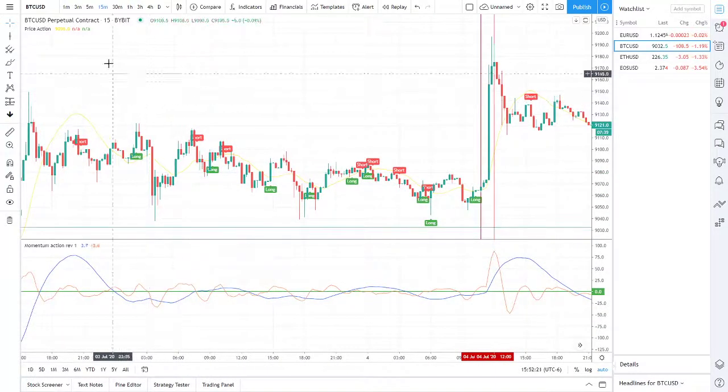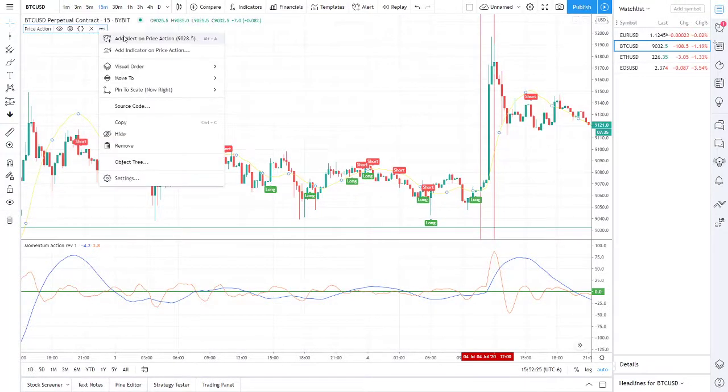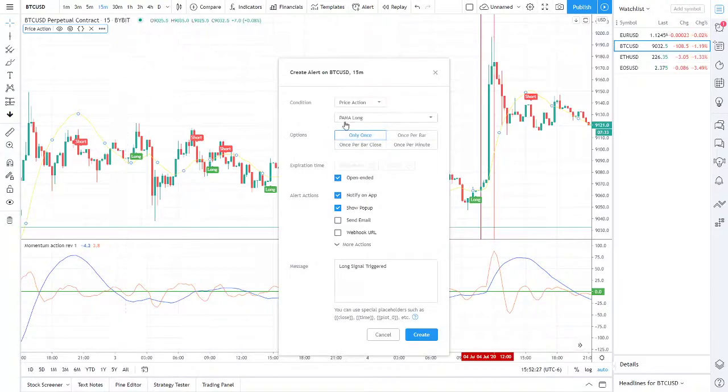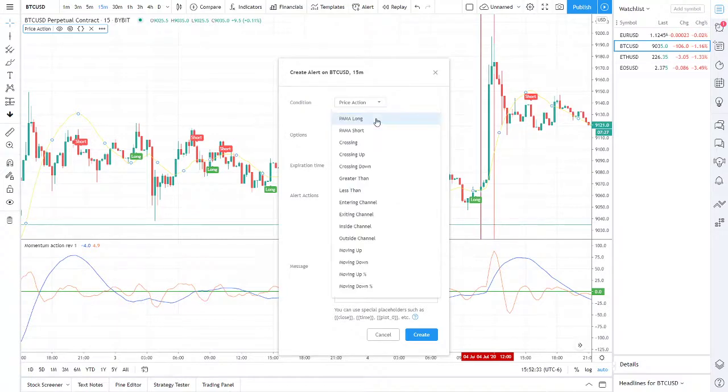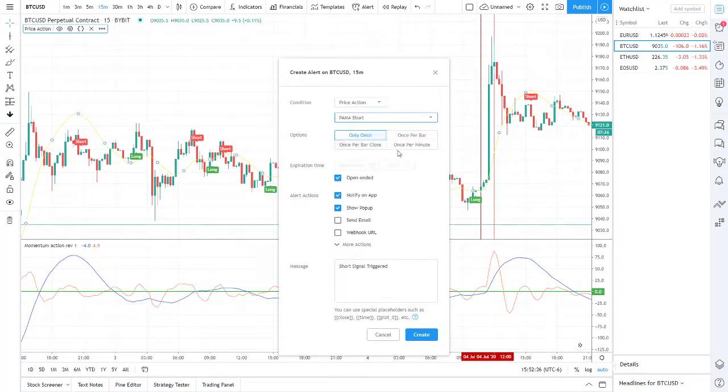For easy use, this indicator has an option for alerts, so you can add an alert. Here, price action and momentum action long, or you can say short, and you can have an automatic alert for both on every chart, so you can be sure you don't miss any trade.